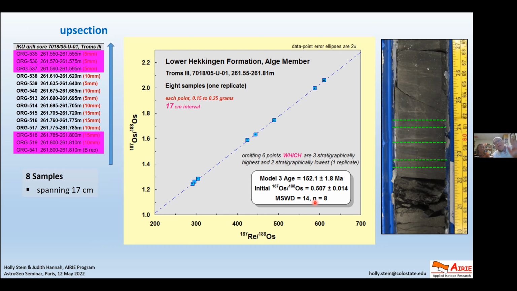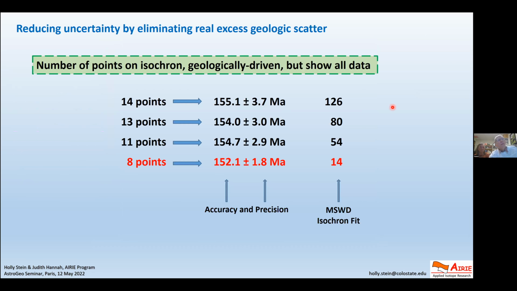Now, if you have scatter that is just random through here, then it's best not to throw any of it out and just say we have a lot of variation in that. But regardless of what you do, all data gets reported. So here, the 14, 13, 11 points, a little exercise. The number of points on an isochron was geologically driven. Not, I'm going to pick off these points, they're kind of off. But it was geologically driven in the center part of that core, which then gave a much more precise age and a much better fit, as shown by the MSWD.